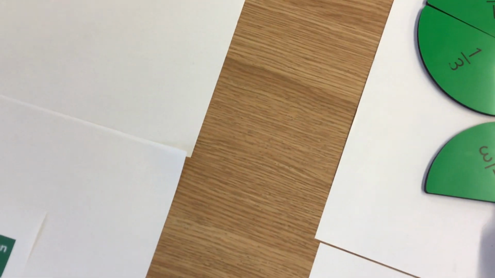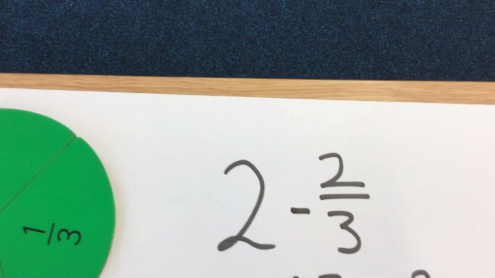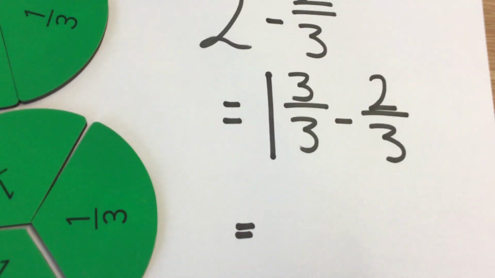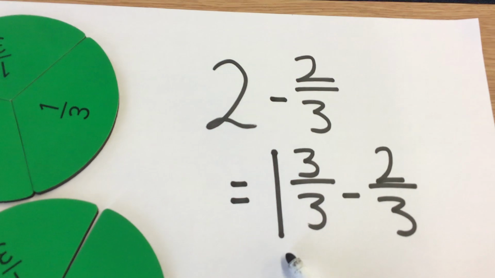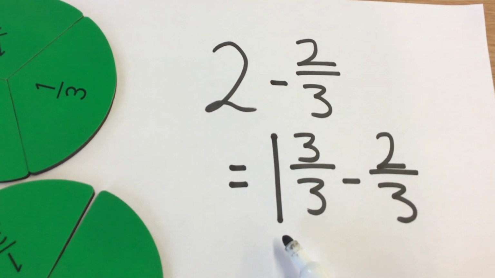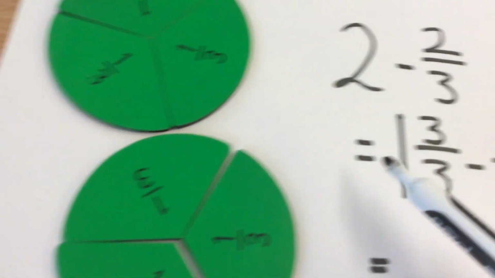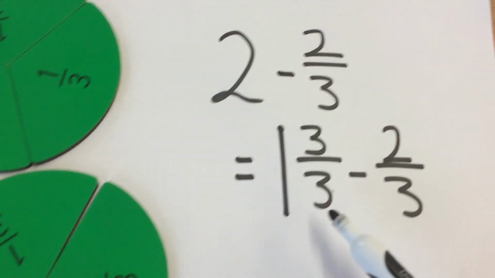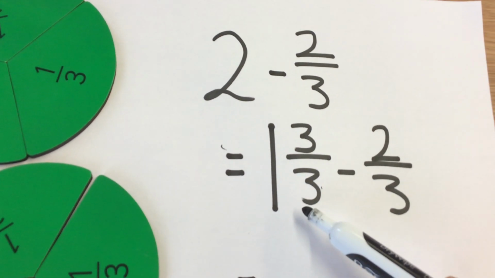But sometimes we don't have that practical equipment in front of us, so we need to know another way of doing this. So this is the method that we're going to use. What I've got here, children, is I've still got 2 wholes. I've got 1 whole there, and I've got my other whole expressed as 3/3 because I know that 1, 2, 3/3 will make a whole. So I'm showing my 2 wholes as 1 and 3/3.